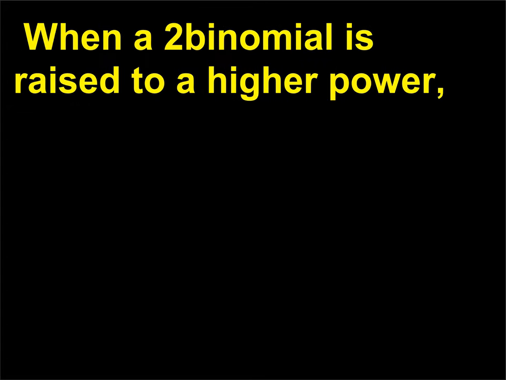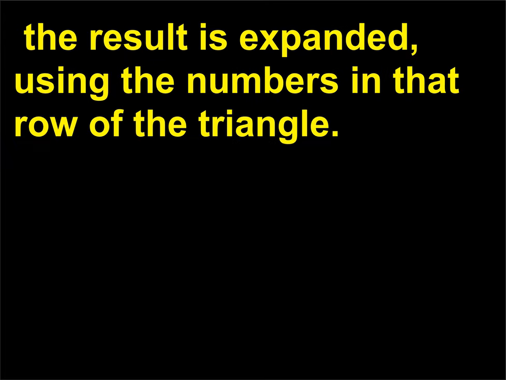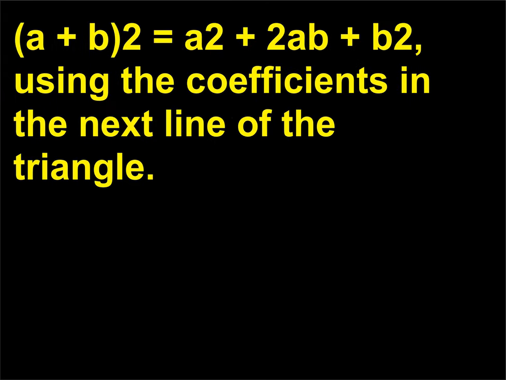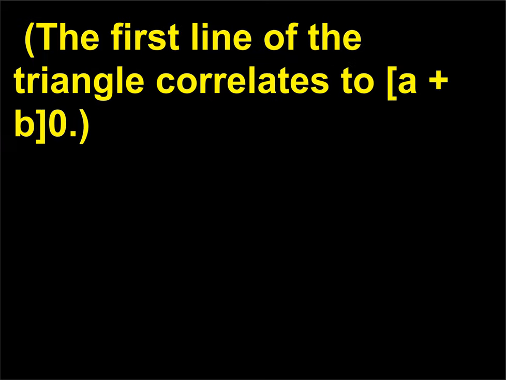When a binomial is raised to a higher power, the result is expanded using the numbers in that row of the triangle. For example, (a + b)^1 equals a^1 + b^1, using the coefficients in the second line of the triangle. (a + b)^2 equals a^2 + 2ab + b^2, using the coefficients in the next line of the triangle. The first line of the triangle correlates to (a + b)^0.